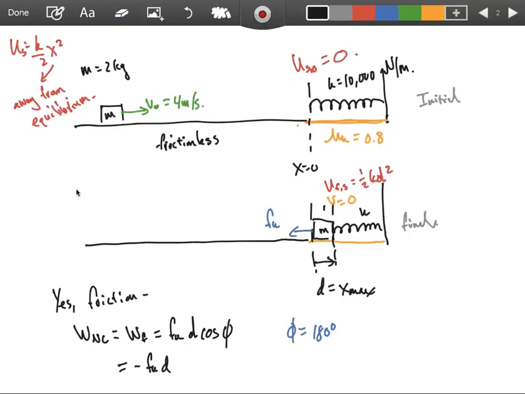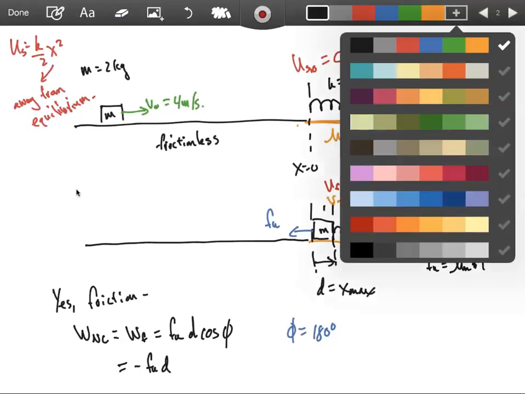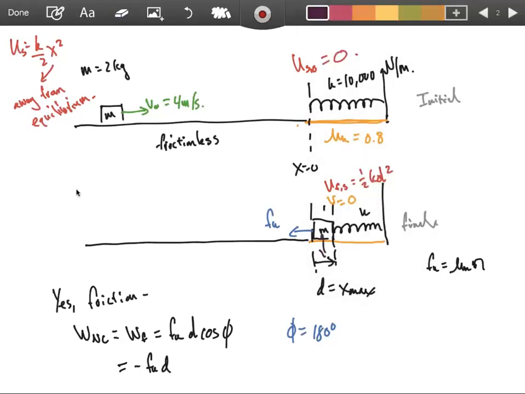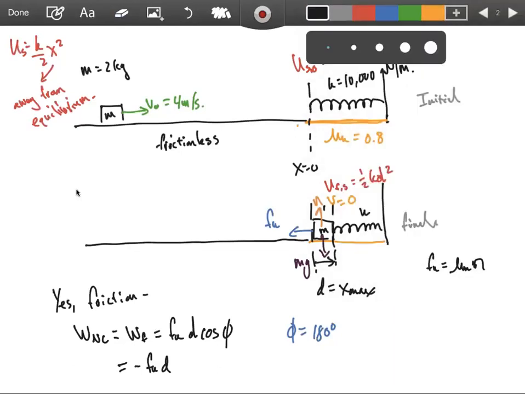Now, to get f sub k, we know, based off of last exam, f sub k is mu sub k times the normal force. So let's think about the forces that are acting on this object. Well, we have gravitational force, going down in this direction, mg. And then we also have the normal force, up in this direction. Since it's not accelerating in the y direction, my normal force is simply equal to mg. So in this case, f sub k is mu sub k mg.